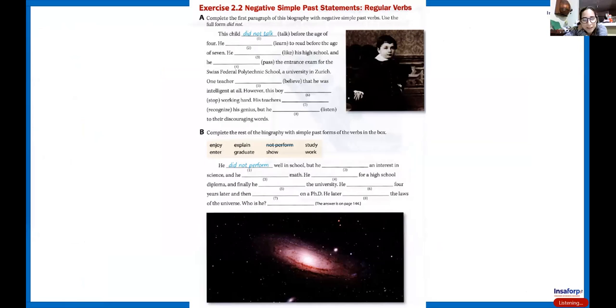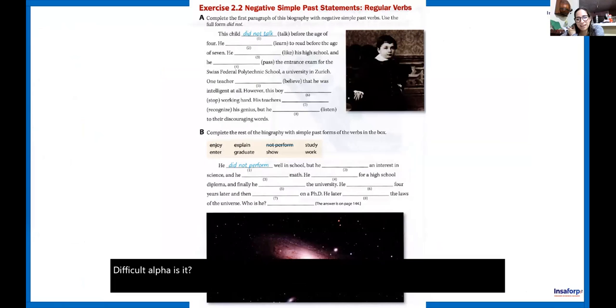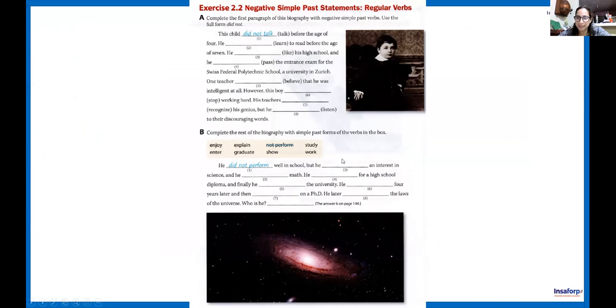Está difícil, teacher. Sí, it's hard. Is it difficult, Alpha? Is it? Yes, tendría que traducirlo bien todo para poderlo comprender. Sí, es todo confuso.